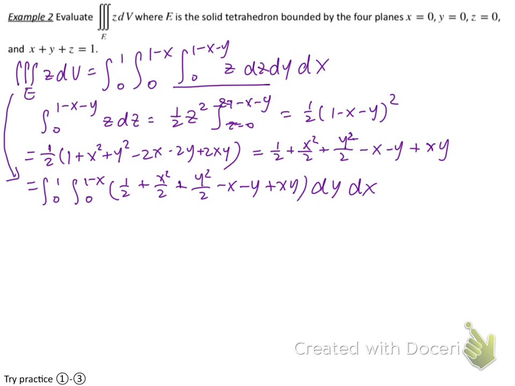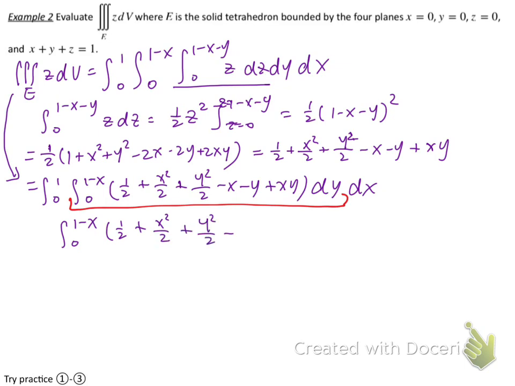Now I'm going to do this, which is dy. Do I want to copy it? Maybe I will. 1/2 plus x squared over 2 plus y squared over 2 minus, well, let me copy it in another order. I'm doing dy, so everything that doesn't have y goes together.